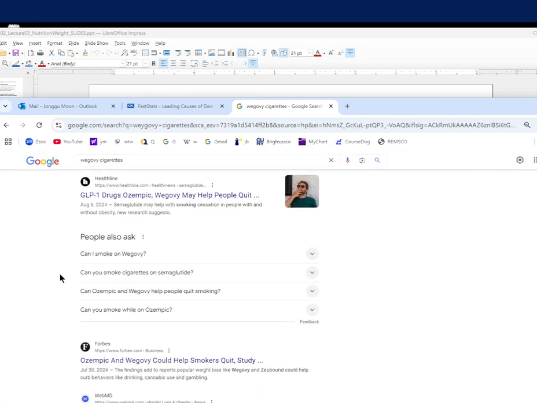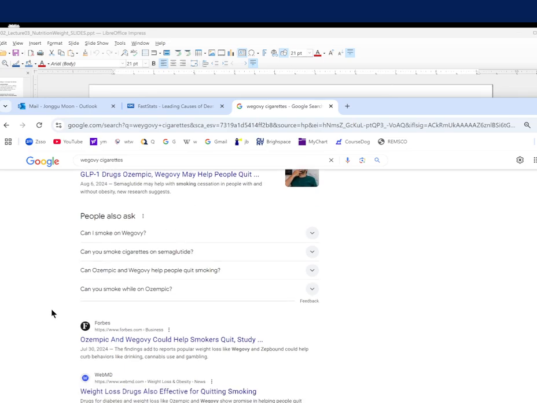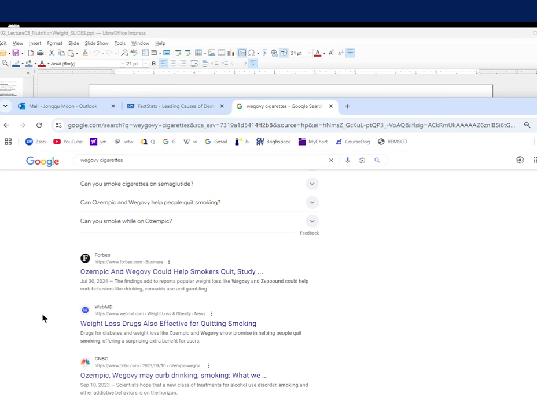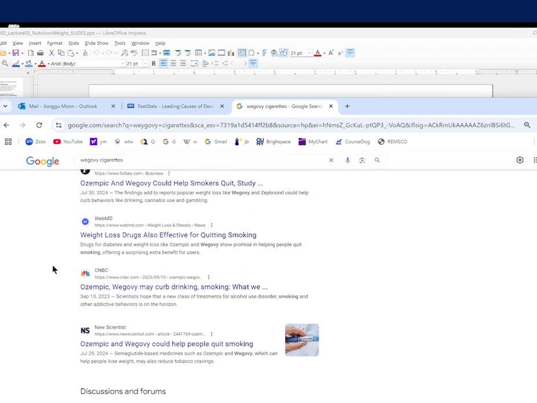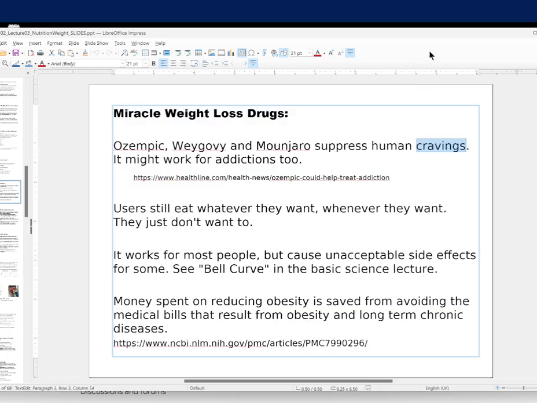Always skip the AI. Healthline.com: may help with smoking cessation. Forbes, well, that's a news website. WebMD, Forbes.com. So yeah, see, there may be some research already appearing about Wegovy and Ozempic and smoking, and there are other research efforts, at least in the proposal stages last year, about other addictions with Wegovy.